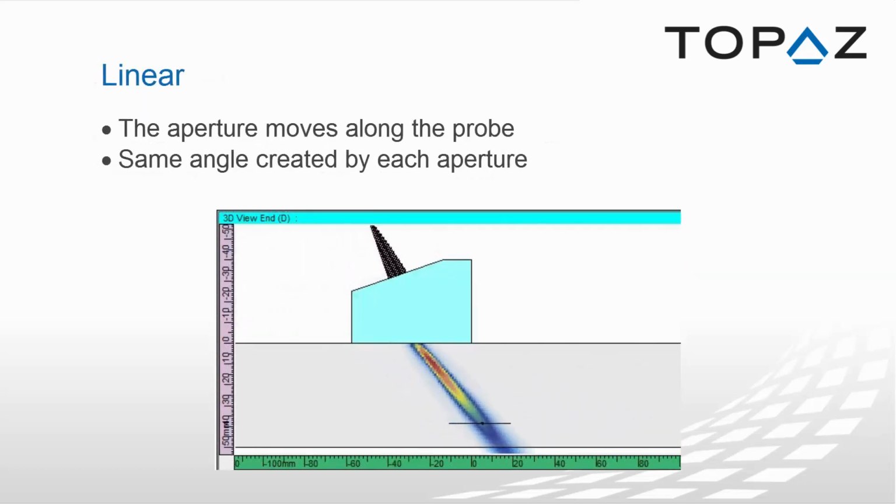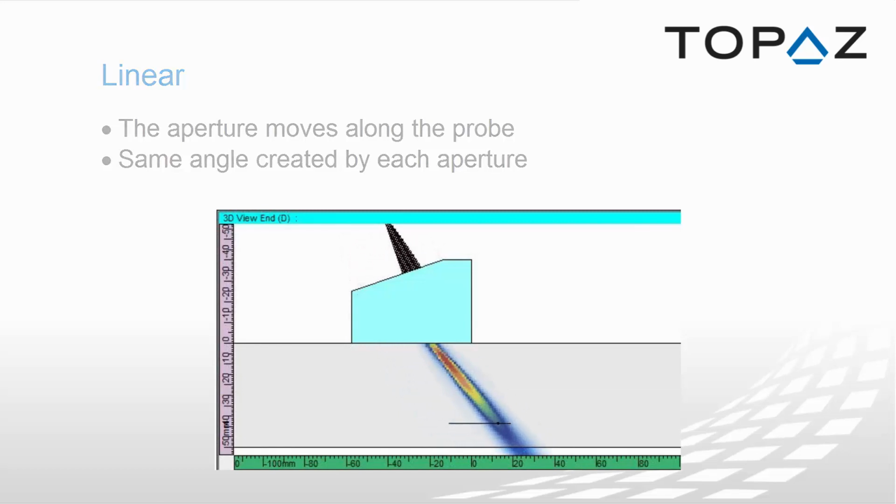Our next example is a linear sweep. A linear sweep uses an aperture that moves along the probe to create each beam. As seen in the animation, each set of elements creates one focal law. Then, move by the selected resolution and create another one, and so on, always applying the same delays.